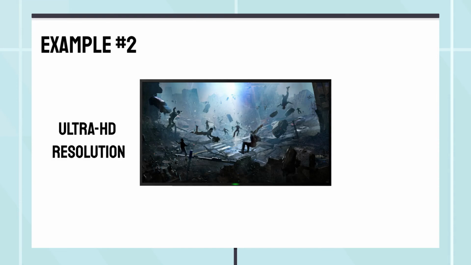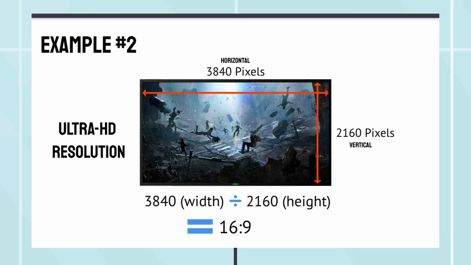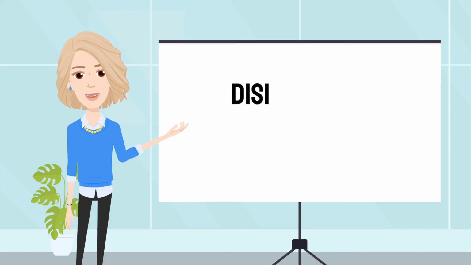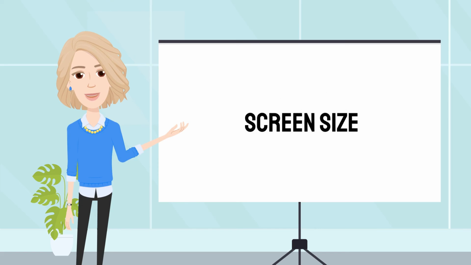Let's try another one. Let's say we're watching a movie with Ultra HD. We know that Ultra HD resolution has a pixel count of 3840 horizontally, and 2160 vertically. We divide 3840 for its width, and 2160 for its height. We get a 16:9 aspect ratio. It's easy, right? Since we're talking display sizes and aspect ratio, let us also talk about screen size.